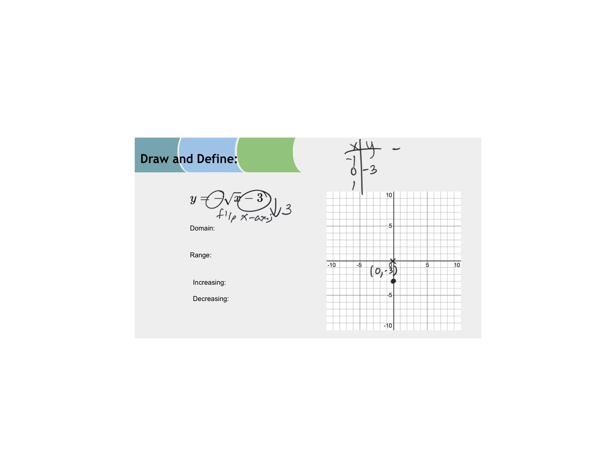So let's do negative 1 first. So I get the negative of negative 1 minus 3. And right off the bat, this is a problem. So the graph doesn't go that way.